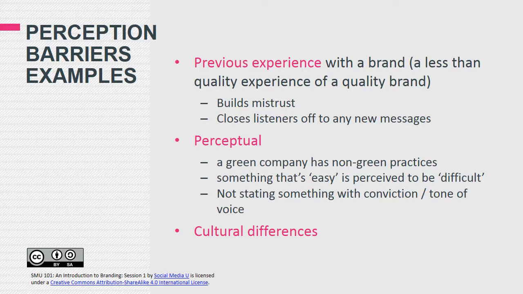The second kind of barrier is a perception barrier. A company that purports to be a green company will attract a green conscious audience. If it's found to not have green practices, this will undermine, if not destroy, the perception of that brand. Another kind of perception barrier is when something that's branded as easy to do or easy to assemble is perceived to be difficult.